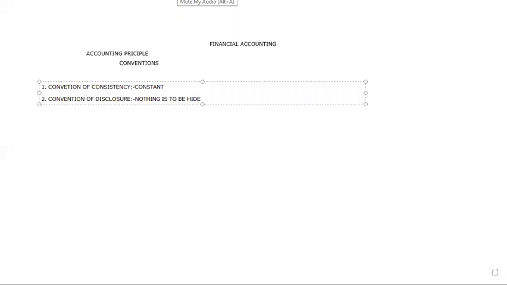But if somewhere in my books I'm trying to hide something, some information I don't want to reveal, and he understands that, will he give me the loan? Definitely he's not going to give me the loan. So who is at a loss? Myself. That is the disadvantage we are going to have.